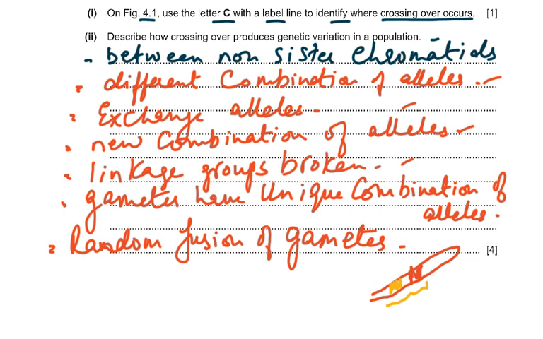Now why is that an important thing? It is because crossing over produces genetic variation. And because there is this unique combination in the gametes, and then there is random fusion of gametes, because out of the millions of sperms, which sperm fertilizes that one ovum is a very random process. And that results in a lot of variation in the population.